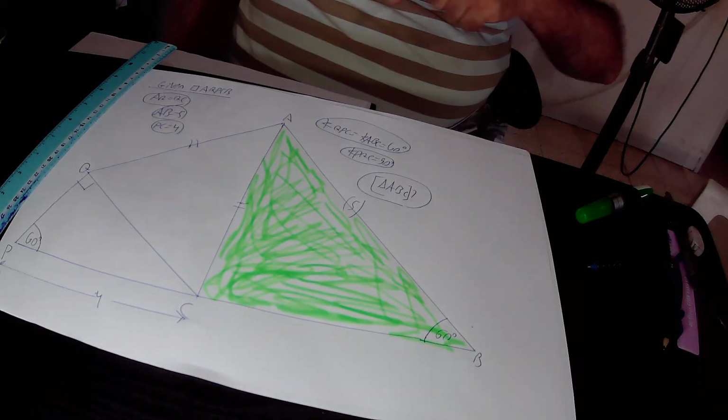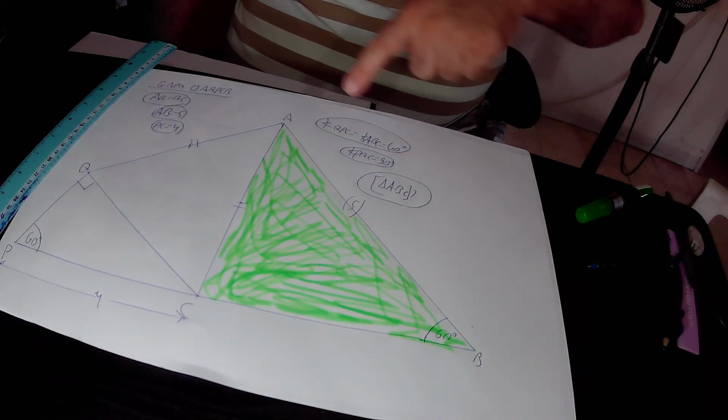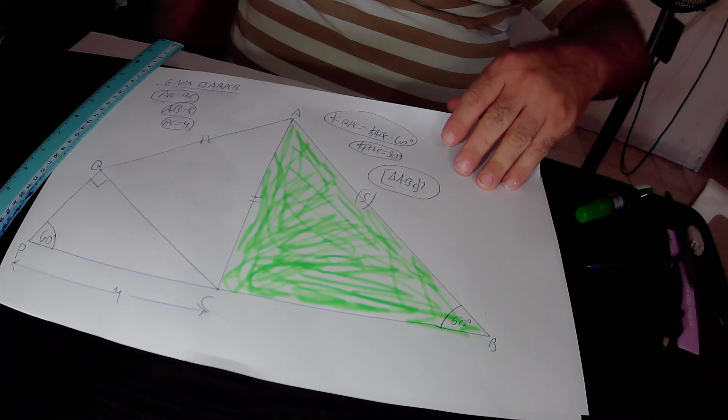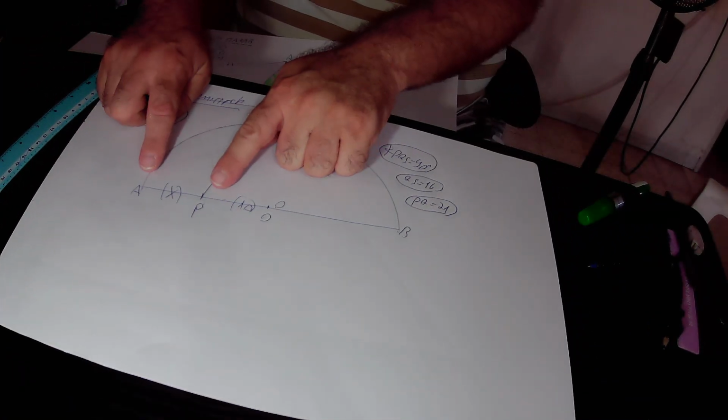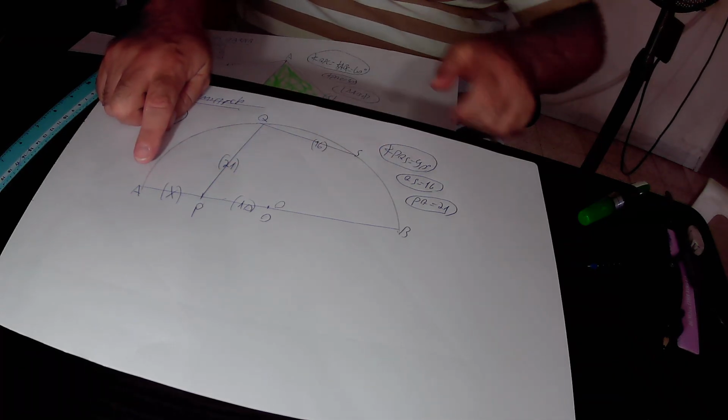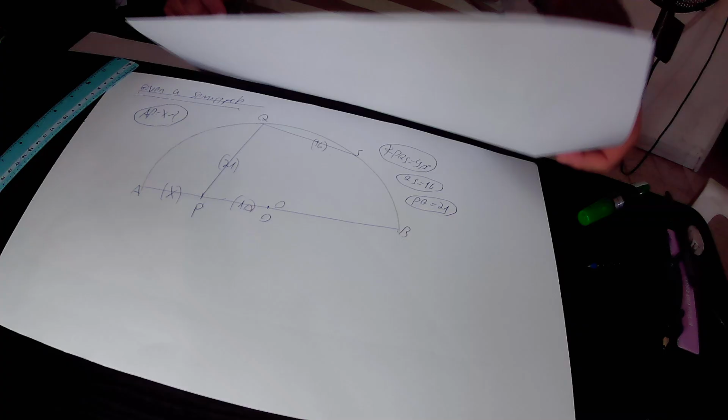And now in this lecture I'll answer two questions. In the first question we find out the area of this green triangle ABC, and in the second question we find out the length of this line segment AP, which is equal to x. We have to find out the value of x. So we'll start with the first question.